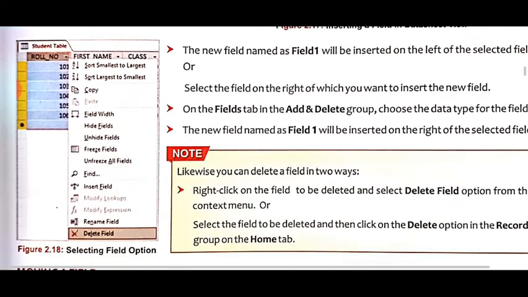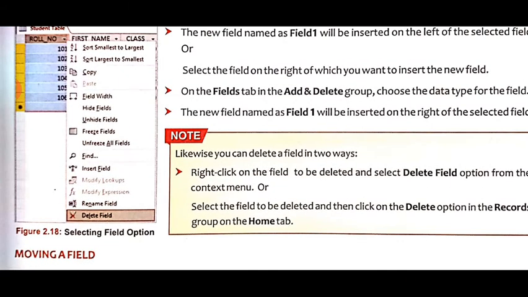Or we can do the same with the help of other steps also. Select the field on the right of which you want to insert the new field. Click on the Fields tab, Add and Delete group. Then select the data type for the field. A new field, Field 1, will be inserted on the right of the selected field. By default, the field name is Field 1 and by default the table name is Table 1.